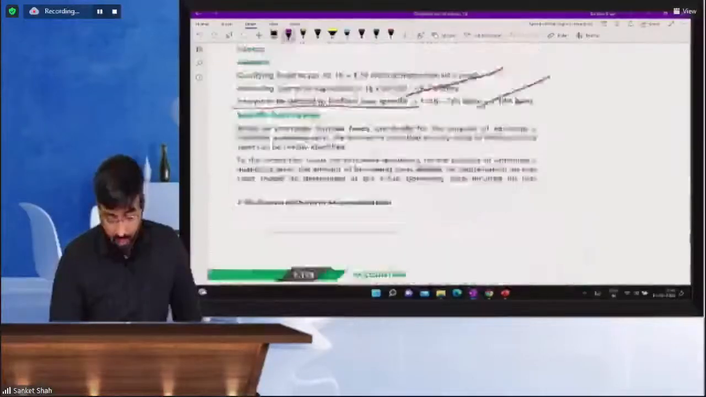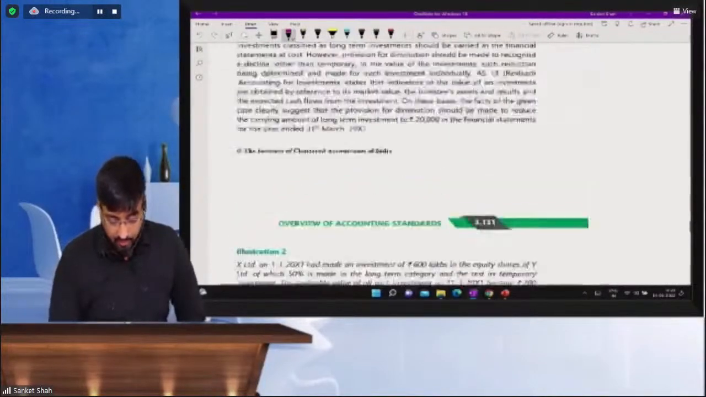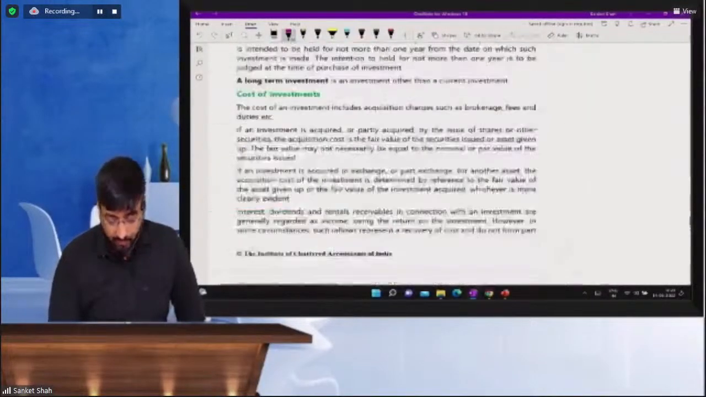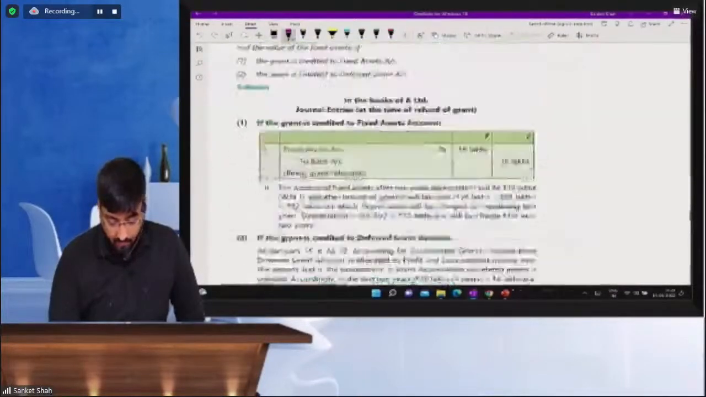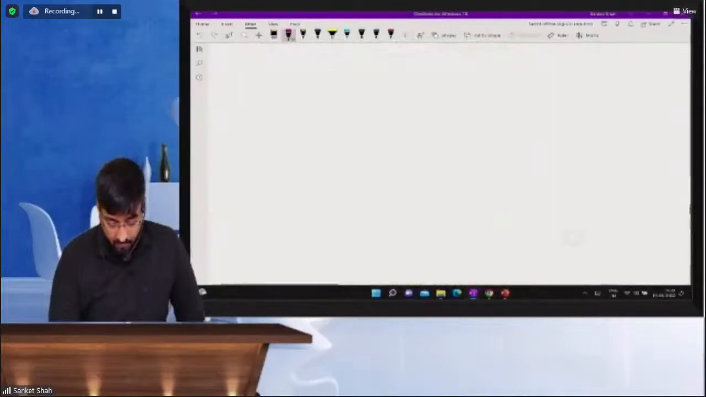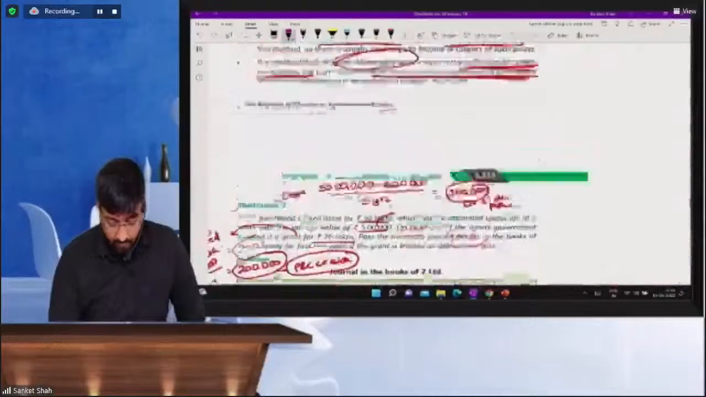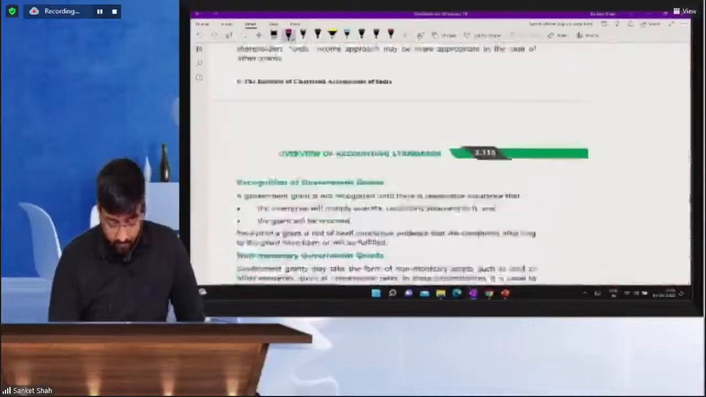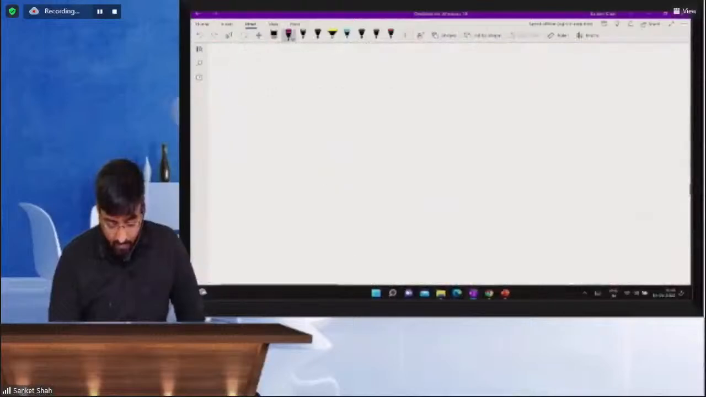S10, I will show you from the study material. You can check your answers. S10, beta, is very important in real life. Government grant, we have finished with S11, completed.